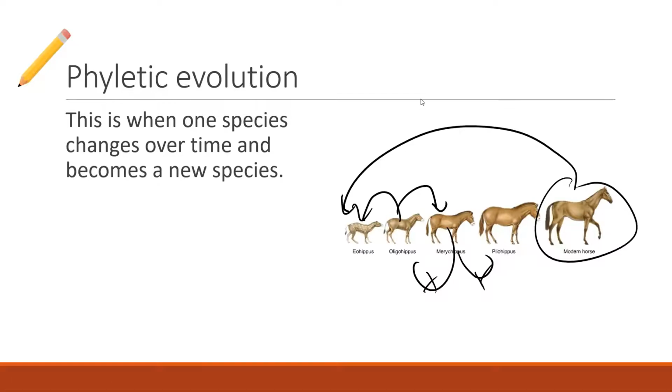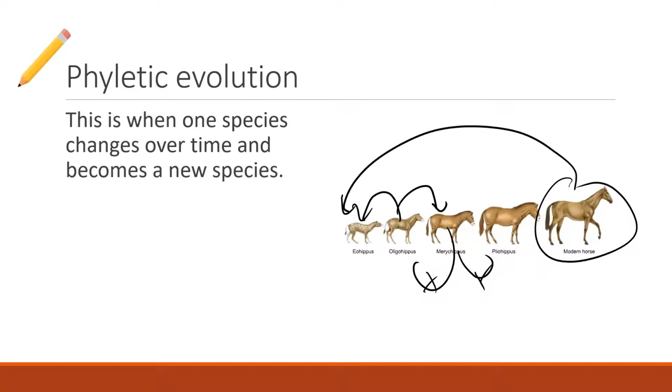Is that a typo? This is when one species changes over time and becomes a new species. No, it's not a typo. I don't think it is. Someone asked if I made a typo somewhere. I may have, but I can't see it. I'm just reading it here. Phyletic. Yep, that's what it's called, phyletic. Pretty sure it's called phyletic.